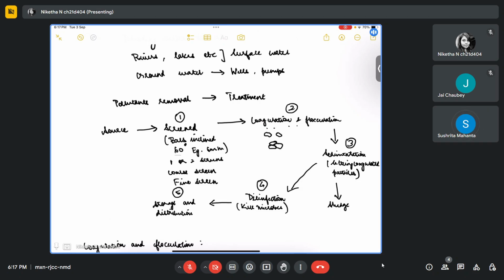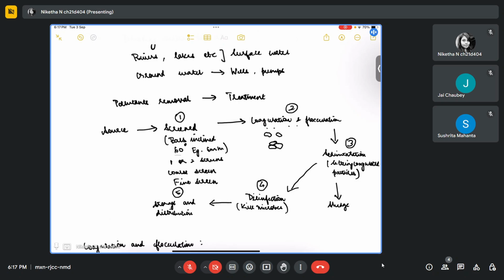In order to treat the water, we follow a set of steps. First of all, we will do screening. In screening, it will be like a mesh of many bars, and the gap between each one will be around 6 mm, so that we can remove any floating particles like leaves or plastics, etc. Usually we will have one or two screens. First, we will have the coarse screen, which has slightly bigger gaps between the bars, and then we will have the fine screen.